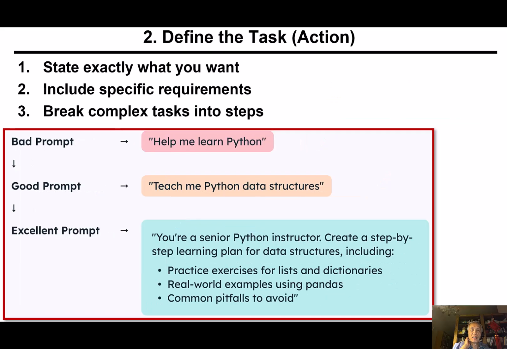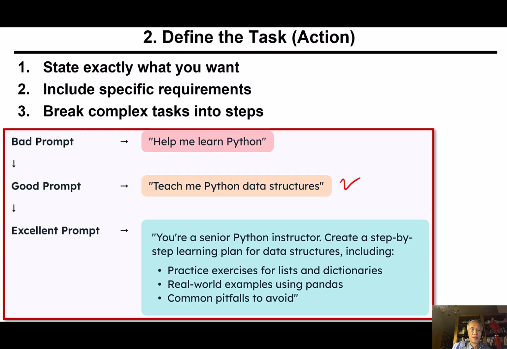Let's look at another example. For instance, we're learning Python. You can say, help me to learn Python. But that's very, very broad. So a good prompt is a little bit more specific. Teach me Python's data structure. Okay. Or even more specific, maybe Python's data structure, such as a list, or provide me with a tutorial on Python's list, which is in the context of data structure.